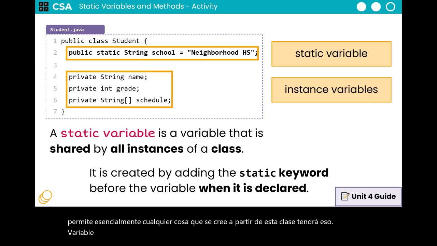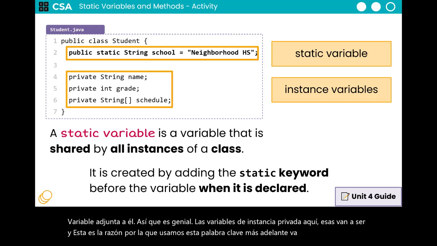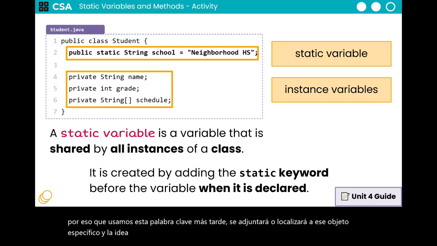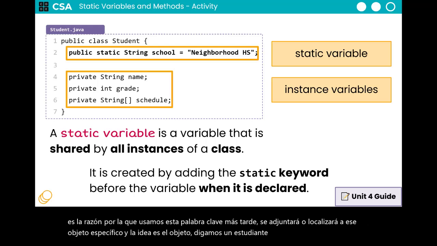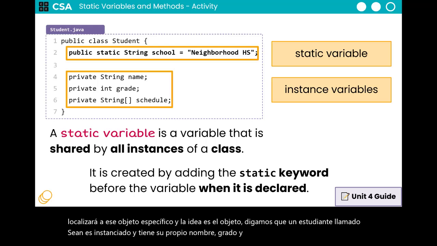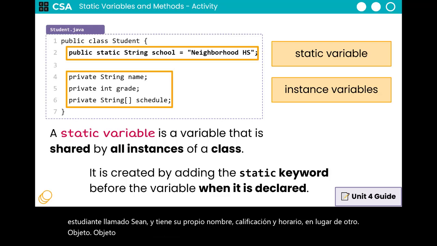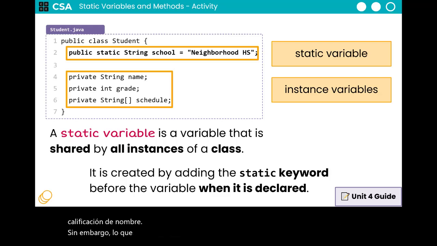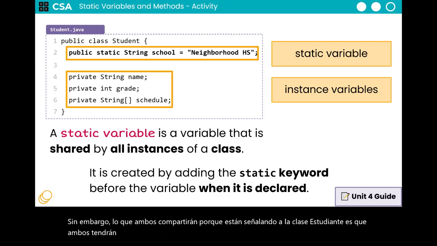It's pretty cool. The private instance variables here, and this is why we use the this keyword later, are attached or localized to that specific object. A student named Sean is instantiated and has its own name, grade, and schedule, versus another student object called Sam that might have its own name, grade, and schedule. However, because they both point to the Student class, they will both have the same school, and that's the static variable. That's cool, and it makes things more efficient for us, right?